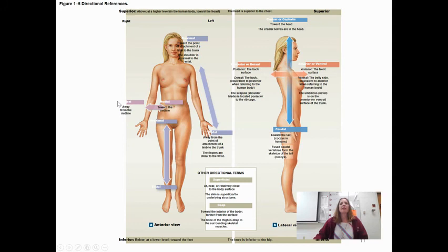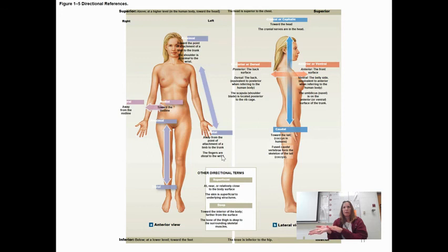Proximal and distal, and it even says it on here. Proximal is towards the point of attachment of a limb to the trunk. It says the shoulder is proximal to the wrist. This is your humerus, the humeral head, the part that goes into my shoulder joint. It is proximal to the wrist because it is towards the point of attachment to my trunk. My wrist is distal to the shoulder. Here in the diagram, it says away from the point of attachment of the limb to the trunk. If I'm in anatomical position, the fingers are distal to my wrist. They're farther away.